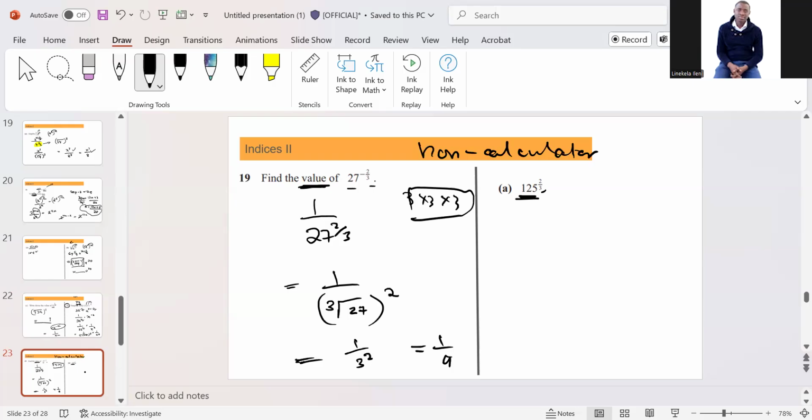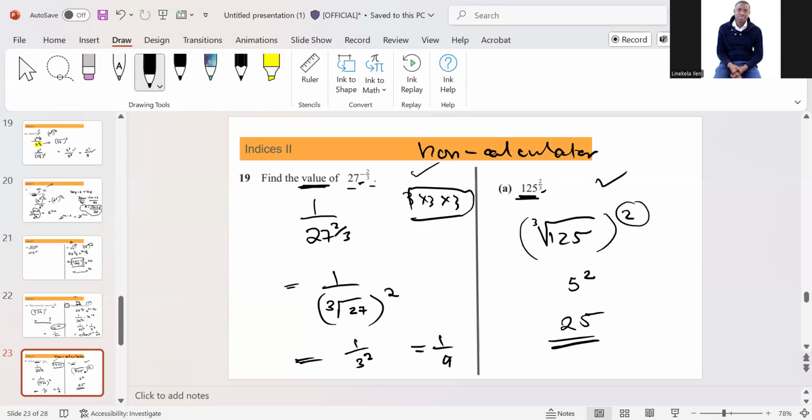So again, we need to rewrite this, but this we are not going to inverse because it's not to the power of a negative. So we can just directly write that's going to be the cube root of 125, squared. Cube root of 125 is basically 5. There's a 2 here. And 5 to the power of 2 is basically 25. So these were some of the questions that actually appeared on the paper 2s. Quite straightforward. So please acquaint yourself with your cube numbers.